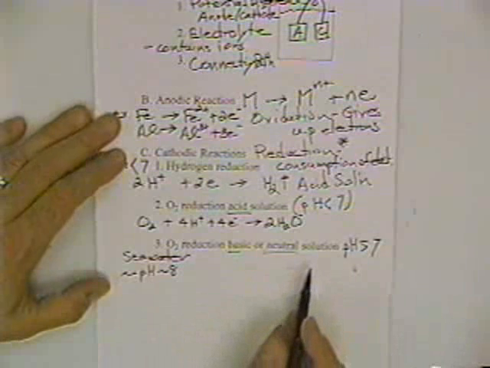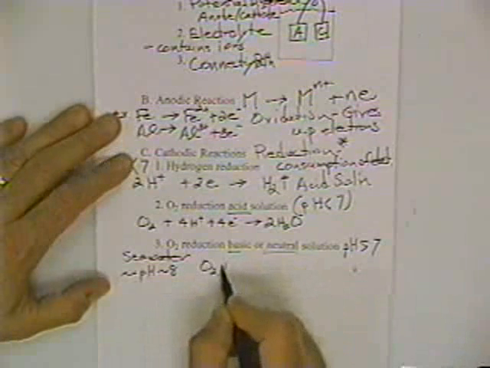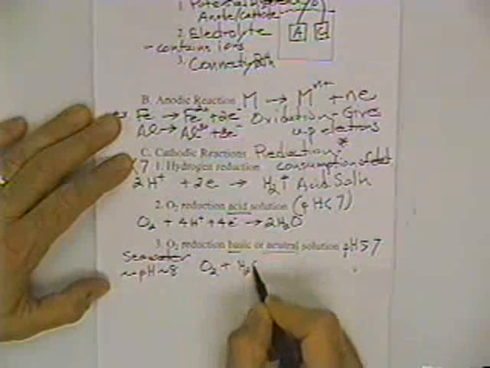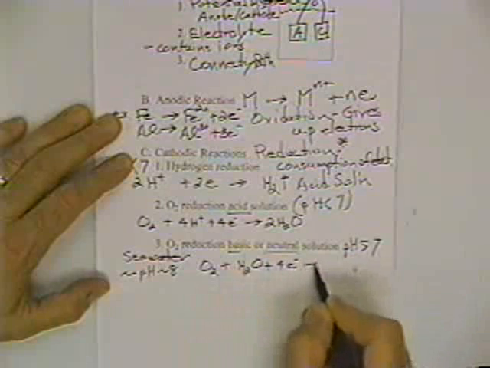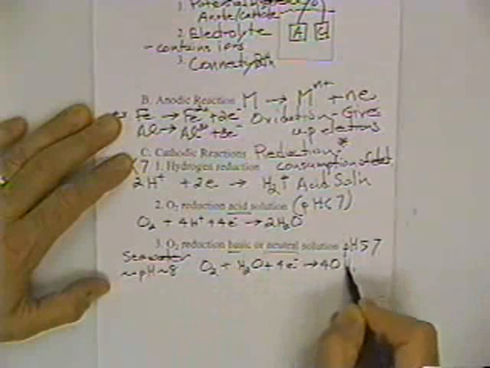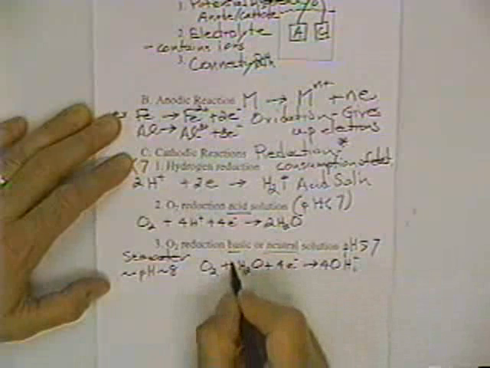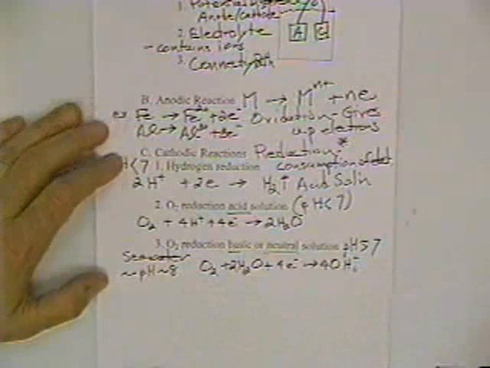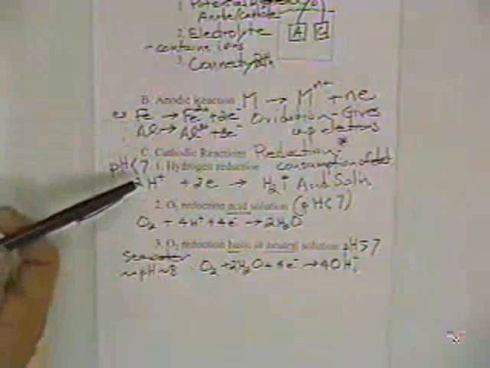The oxygen reduction reaction in basic or neutral solution has oxygen plus water plus 4 electrons going to 4 hydroxide ions, and let's see, we need a 2 in there to make the equation balanced. These 3 cathodic reactions cover almost all of the corrosion situations. The anodic reaction is no problem. The cathodic reaction usually is one of these 3 reactions. Let's work a little example and see how we might do this.